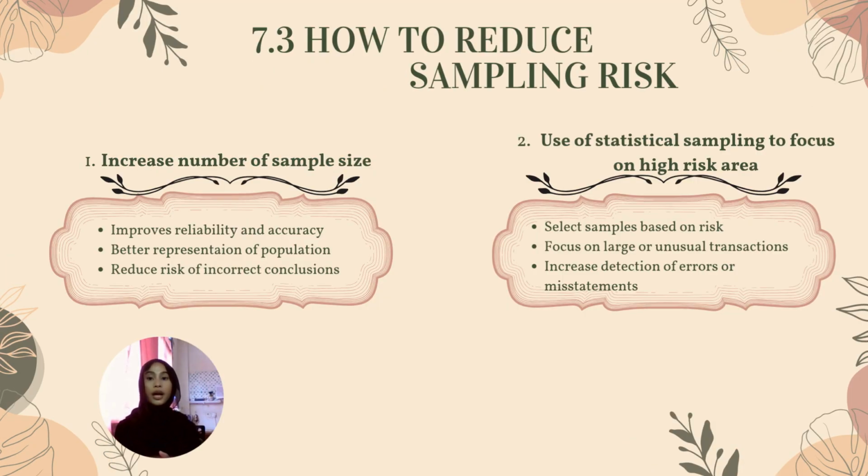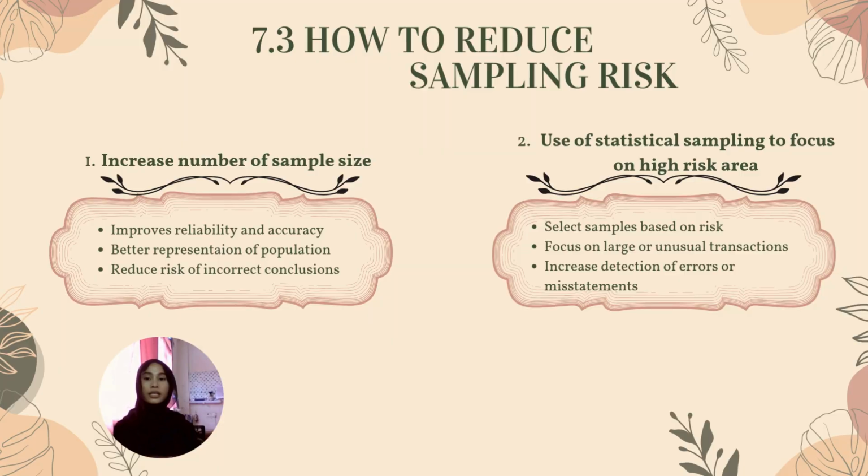Next, I will explain how to reduce sampling risk. First, increasing the number of sample sites. A larger sample size improves the reliability and accuracy of audit results because it better represents the overall population. As a result, it reduces the risk of making incorrect conclusions.